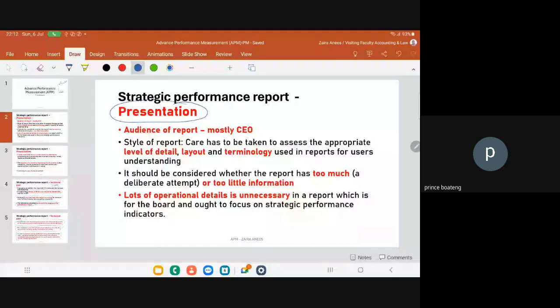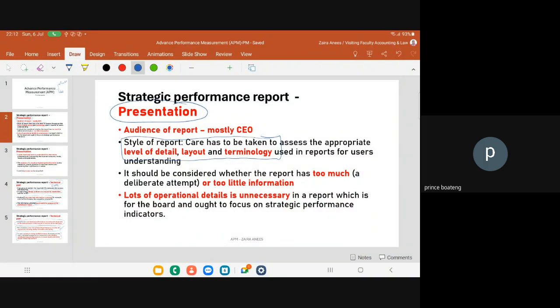A report should have a clear layout. Sorry, just a second. Okay, layout has to be clear. Layout in the sense that the structuring of the report has to be clear.